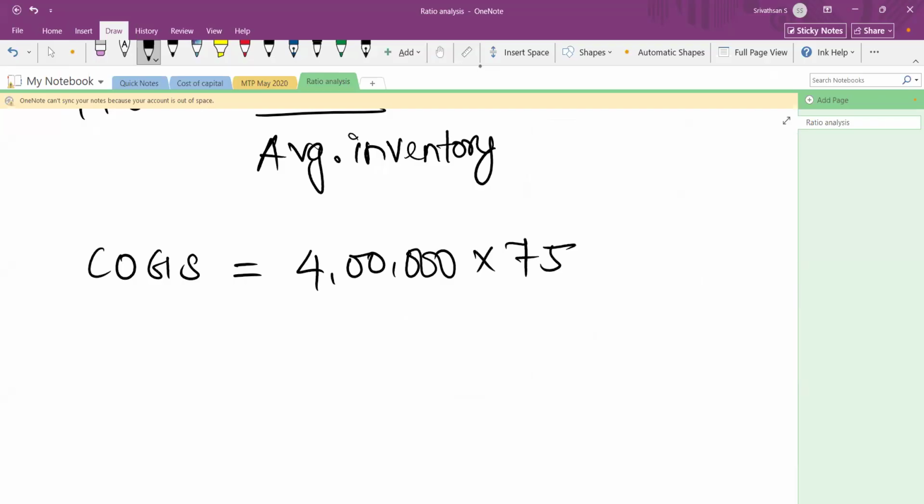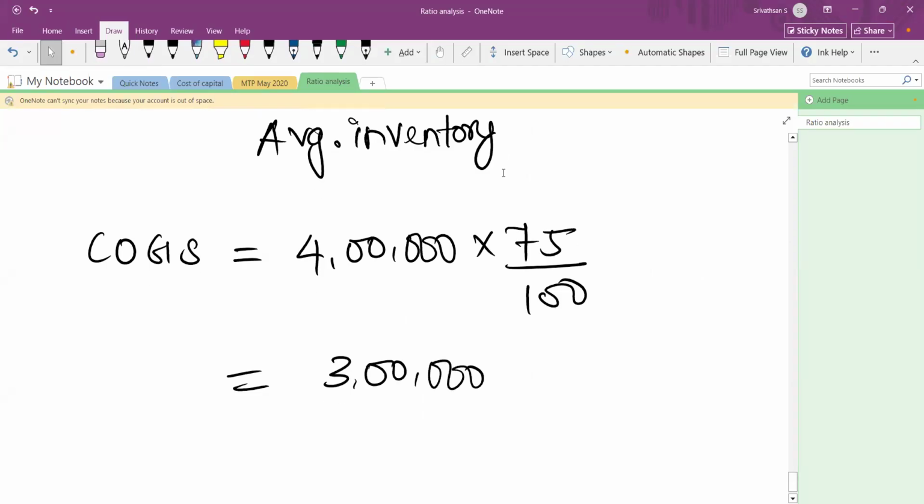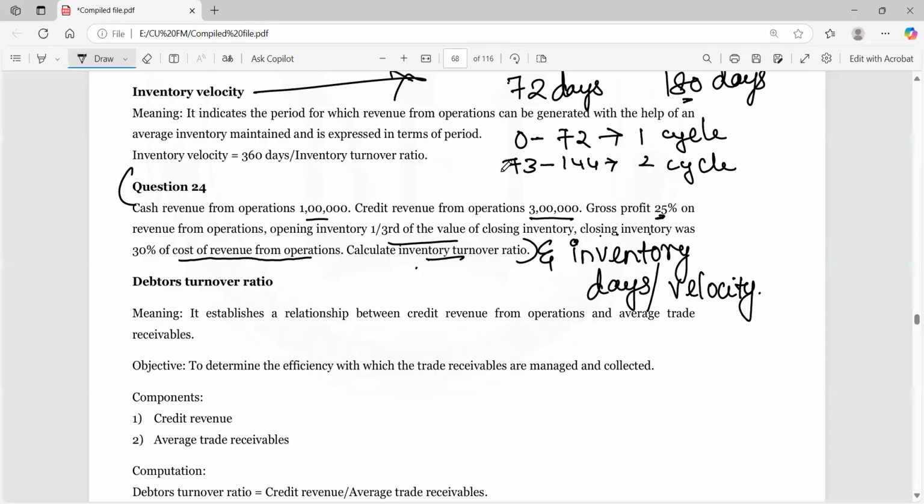So 4 lakh into 75 by 100. How much do we get? 3 lakh rupees is the cost of goods sold. Right. Next, we have to calculate the average inventory.